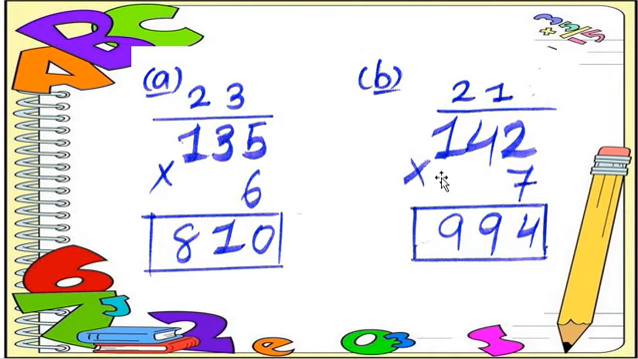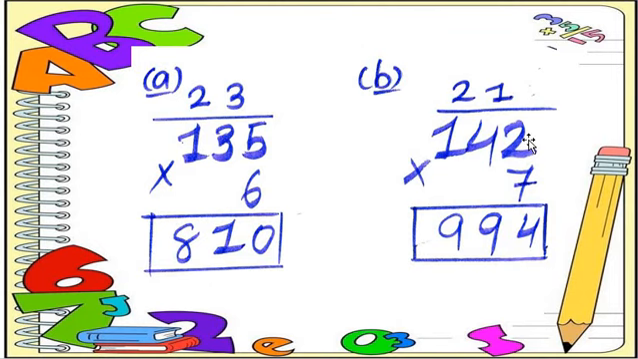Now let's check the question number B. What is question number B, all students? 142 multiply with 7. Got my point, all students? 142 multiply with 7.